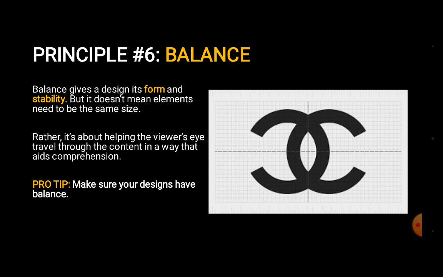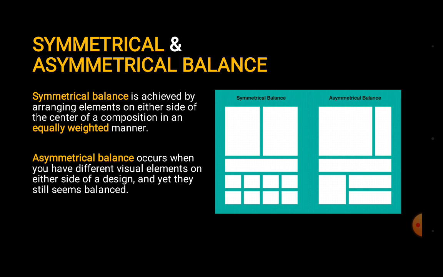So we have two different types of balance. We have symmetric and asymmetric. Symmetric is achieved by arranging elements on either side of the center of a composition in an equally weighted manner, while asymmetrical is just the opposite. That one occurs when you have different visual elements on either side of a design and yet they still seem balanced.